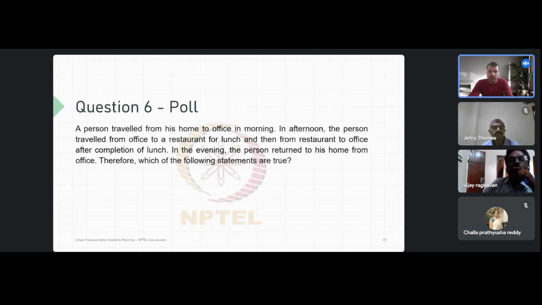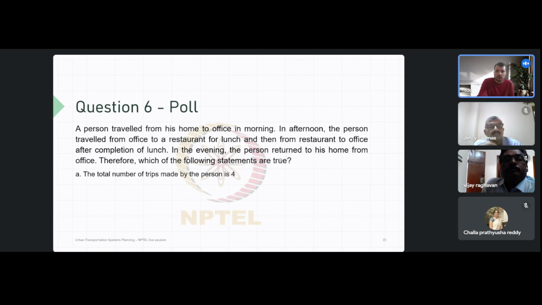So this is a poll, question 6. We have the data given about the itinerary of a person in the whole day. He travels from his home to office in the morning. In the afternoon, the person travels from the office to a restaurant for lunch and then back from the restaurant to the office after lunch, and then in the evening he returns from his office to his home. Therefore, which of the following statements are true?